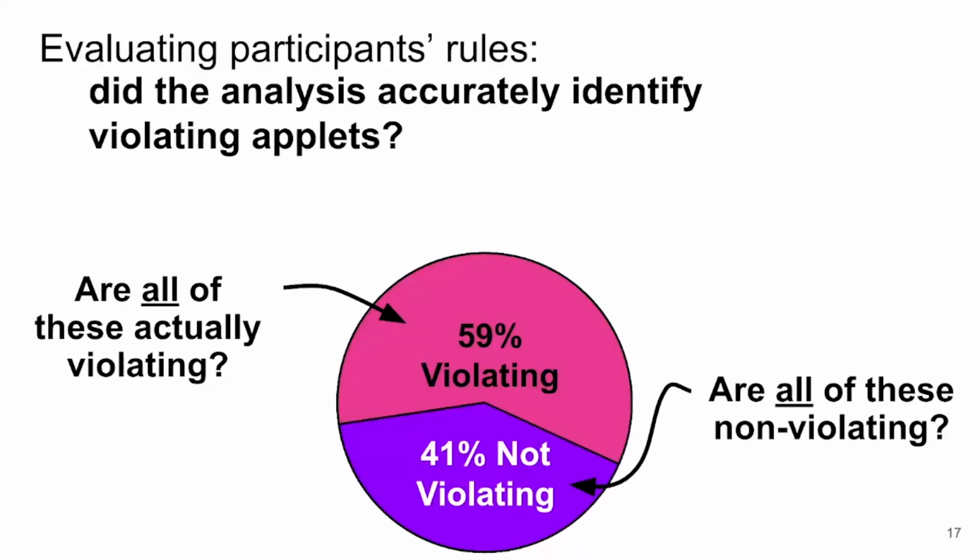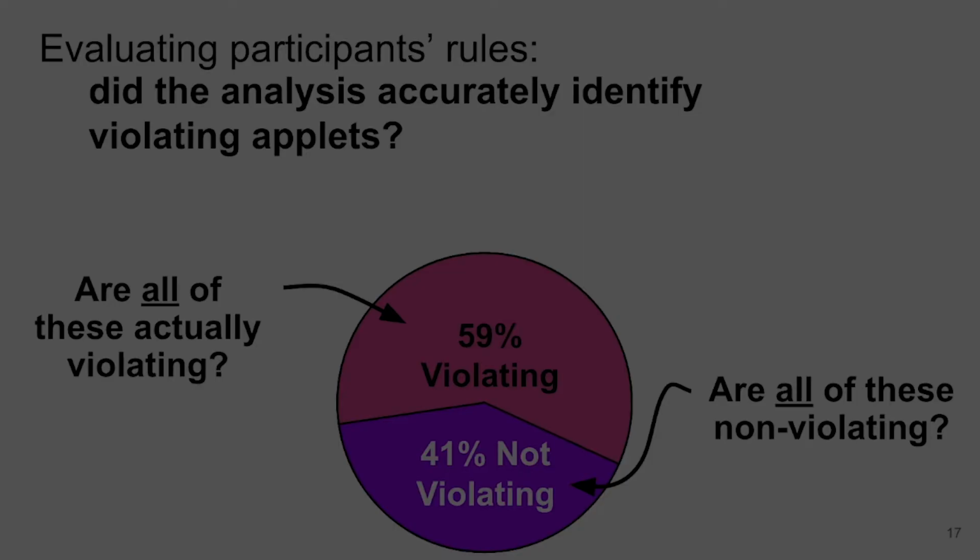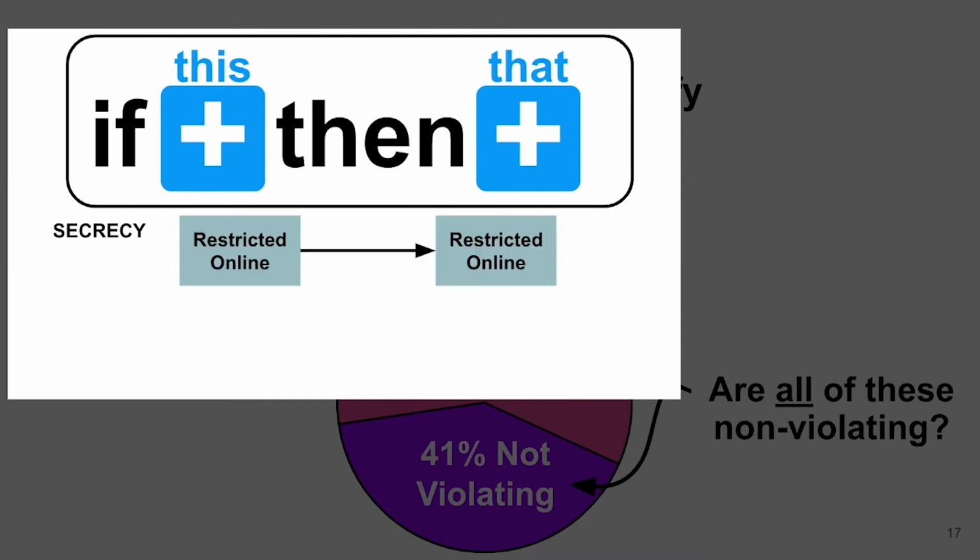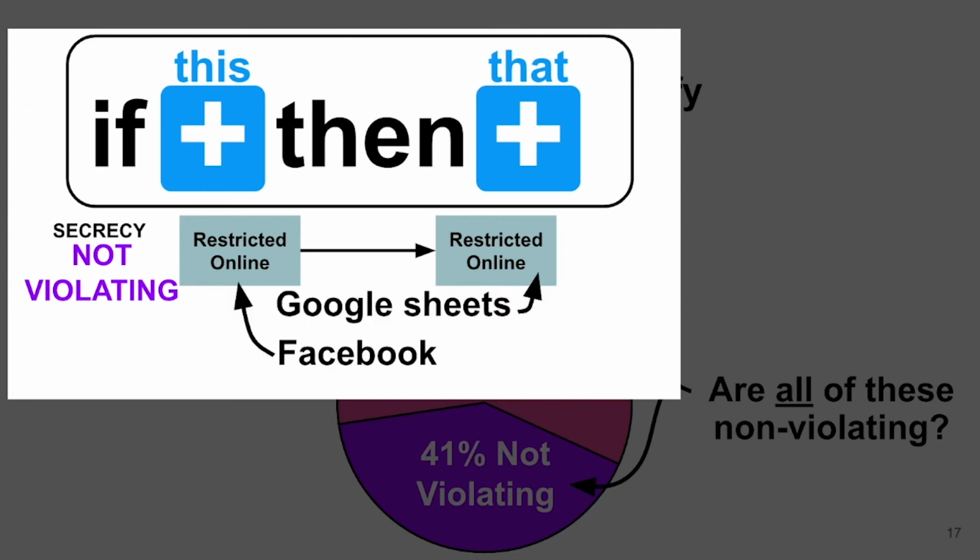We also found that some rules deemed non-violating were actually potentially violating. For example, imagine a hypothetical rule with secrecy labels for the trigger and action that are both restricted online. This would be considered non-violating because the analysis doesn't distinguish between different restricted online groups. But there definitely are different restricted online groups. For example, if the trigger was related to Facebook and the action was related to a Google Sheet, then the audience of the trigger and action might actually be different. If the Google Sheet is shared with anyone who I'm not friends with on Facebook, then it would actually be appropriate to say that this rule is violating.